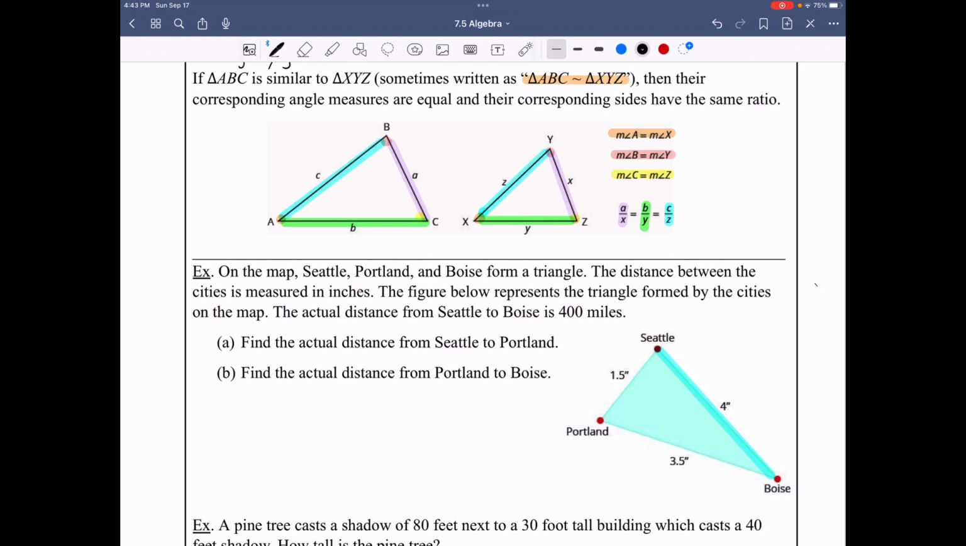My nephew actually made that. Oh, actually, no, he went from Portland to Boise over the summer. So you're going to find that actual distance in part A.